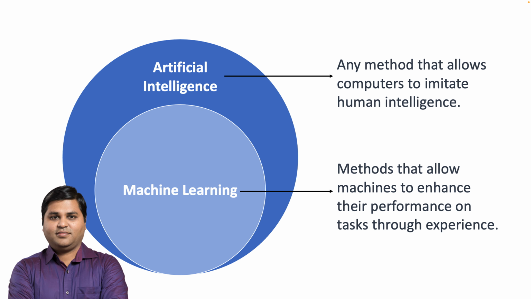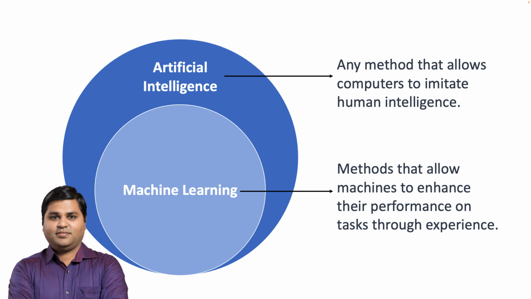AI is like a big umbrella that covers many things that help computers think and learn like people. It's like having a robot friend who can learn new things and help you do stuff. So, machine learning is a way for computers to use big data to learn how to do things better. And it's just one part of AI, which is all about making computers smarter and more helpful.